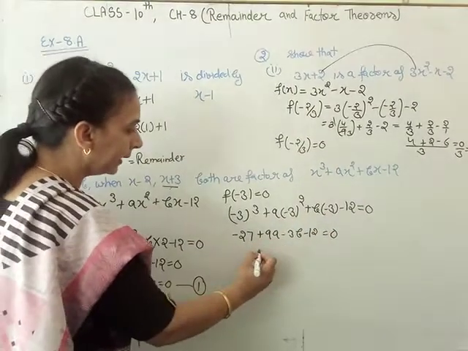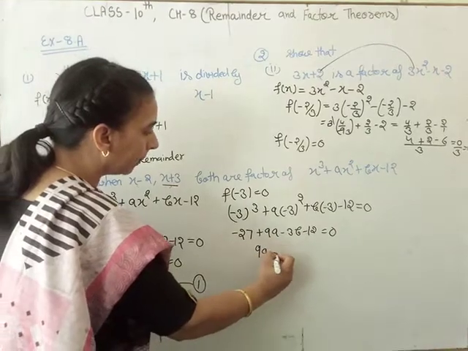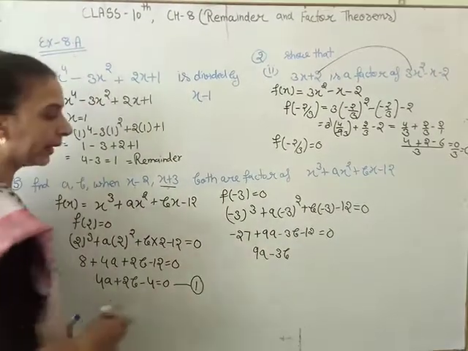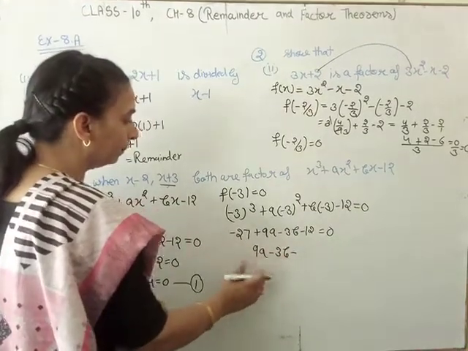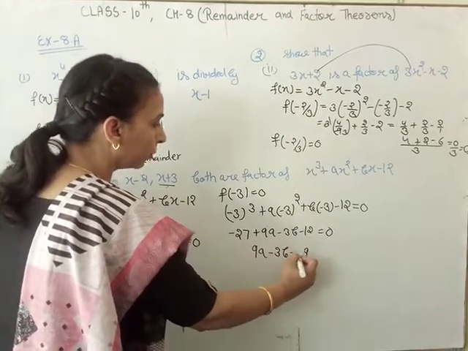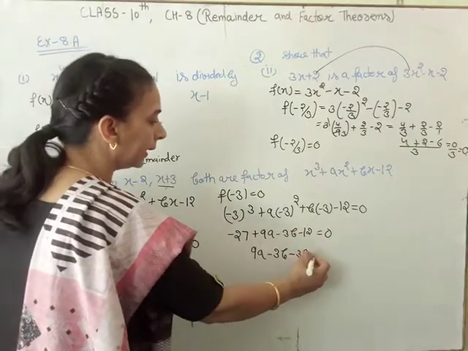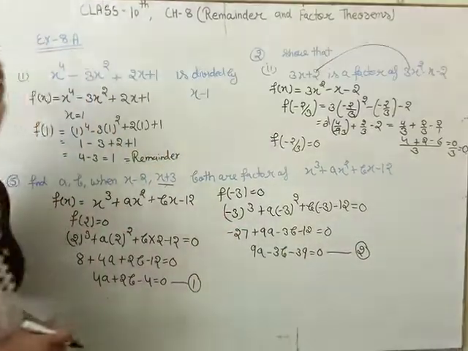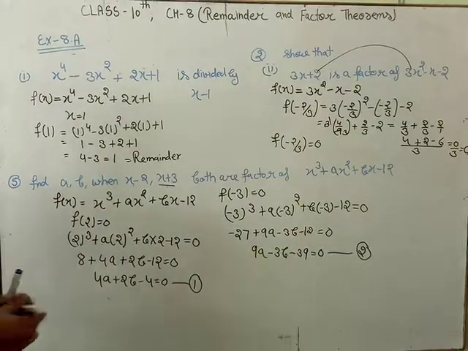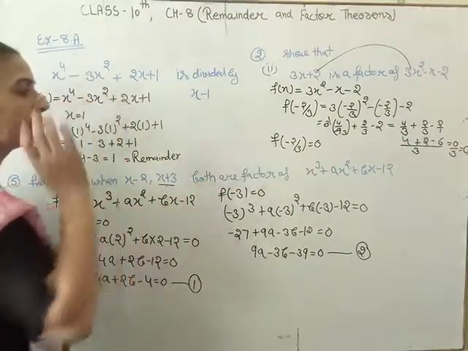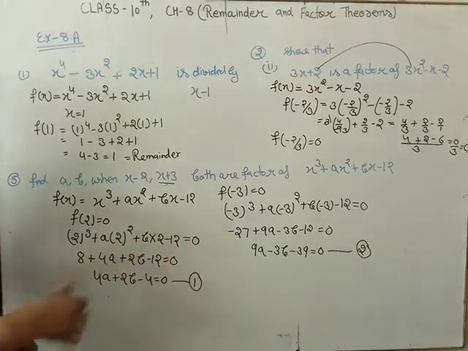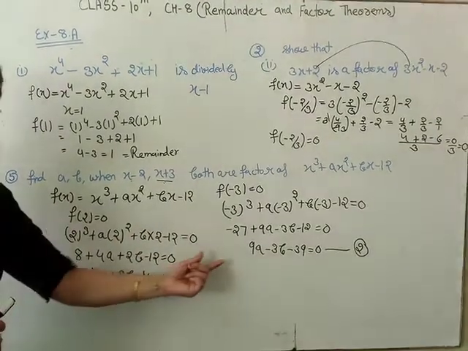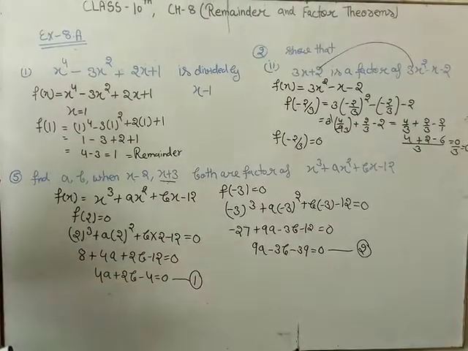Okay, 9a minus 3b minus 27 minus 12, then total we add both of them, 7 to 9 to 1 and 3 minus 39 equal to 0. This is equation number second. Student, when there are two factors, then from this we find the two equations, first and second. Now we solve equation first and second and find the value of a and b.